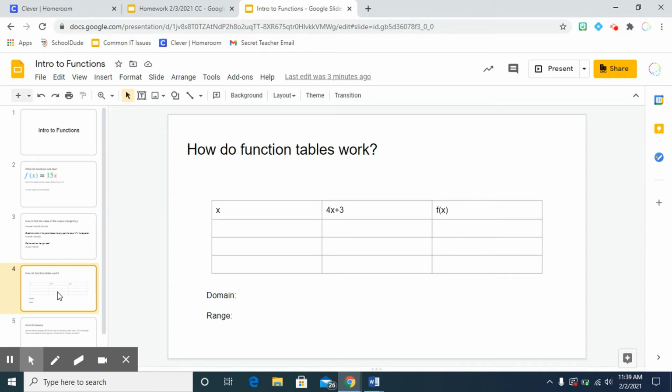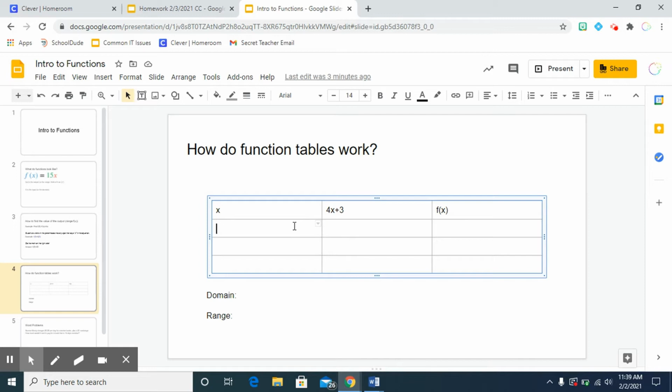We also have function tables, and they work very similar to typical tables, but here we can choose any value for our x and compute it through this function to find out what our f of x equals. So when you're given a table, you can choose what value of x you want. I like to start with 0 because 0 is a good number to work with. So here we would do 4 times 0 plus 3. And you know that 4 times 0 is 0, and 0 plus 3 is 3, so f of x equals 3.